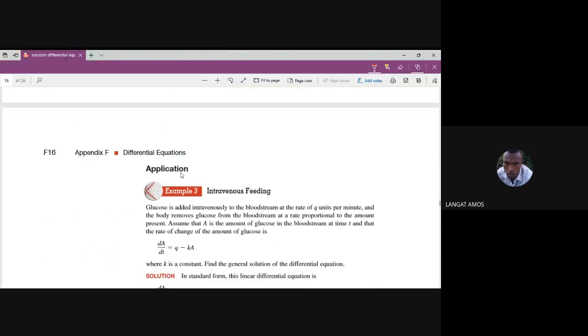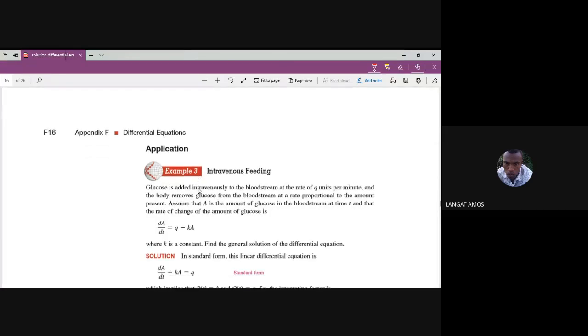Example 3 here. Then application of this one, intravenous feeding. This is one of the applications of first order differential equations. Glucose is added intravenously to the bloodstream at the rate of Q units per minute, and the body removes glucose from the bloodstream at a rate proportional to the amount present.